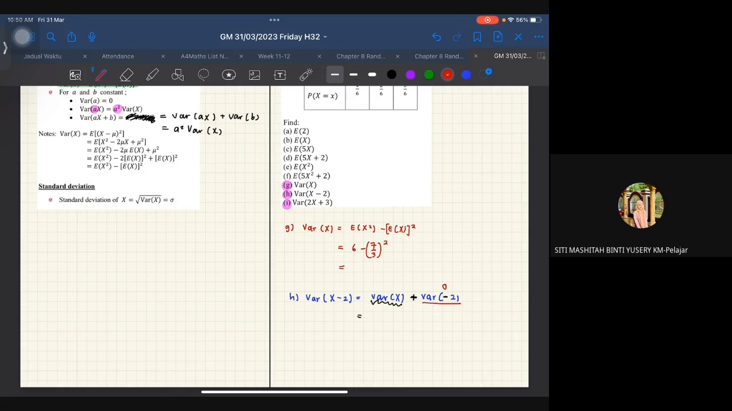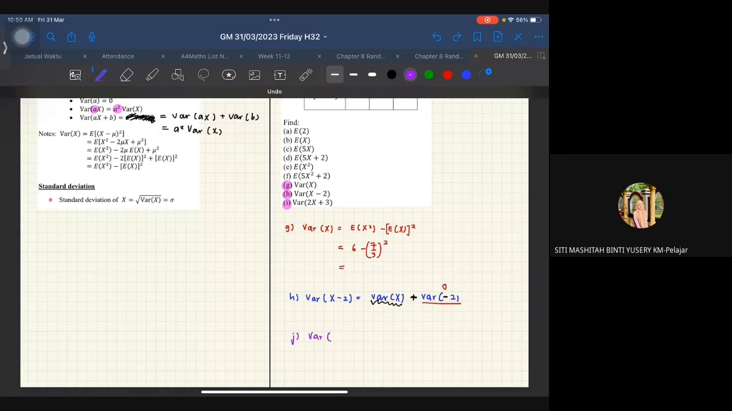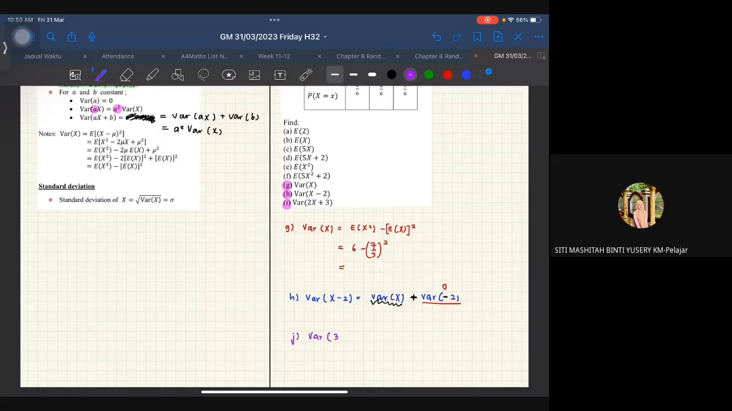Okay, so kenapa saya nak awak buat macam ni? Sebab dia akan memberi efek kepada, contohnya saya bagi awak satu soalan extra. Let's say part J, find var 2 minus X. Tak naklah 2 minus X, kita nak guna 3 minus X. Contoh, this one. Okay, so by using the same concept, saya nak apply benda yang ini juga.